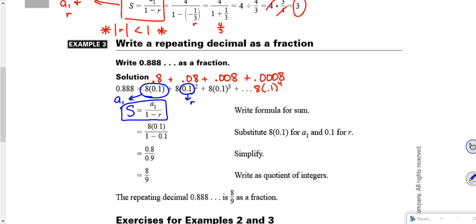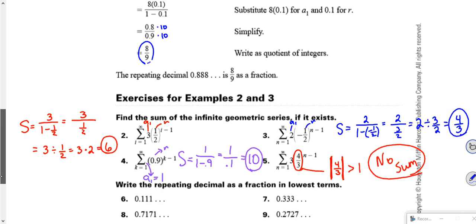I know it doesn't really make sense when we're writing decimals inside fractions, but what you have to do then is get rid of the decimal points to keep it as a fraction. So it's like you're multiplying the top and the bottom by 10, and you get 8/9. This process works really, really well. So let's look at some of our examples down here.